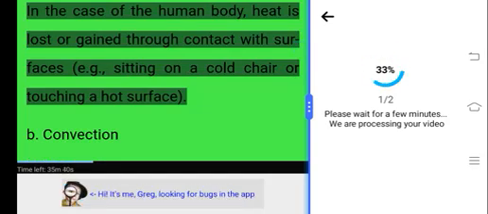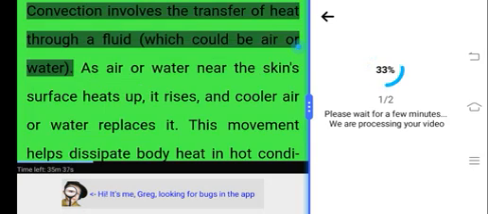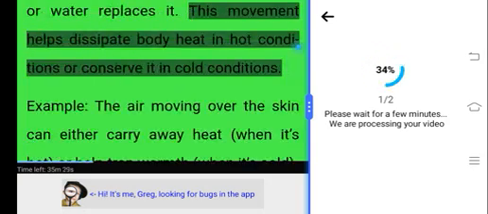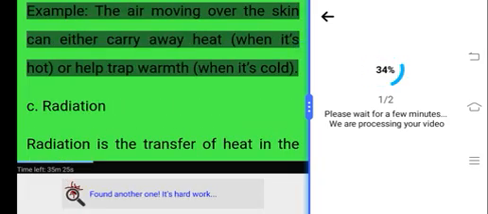In the case of the human body, heat is lost or gained through contact with surfaces, for example, sitting on a cold chair or touching a hot surface. B. Convection. Convection involves the transfer of heat through a fluid, which could be air or water. As air or water near the skin surface heats up, it rises, and cooler air or water replaces it. This movement helps dissipate body heat in hot conditions or conserve it in cold conditions. Example: the air moving over the skin can either carry away heat when it's hot or help trap warmth when it's cold.